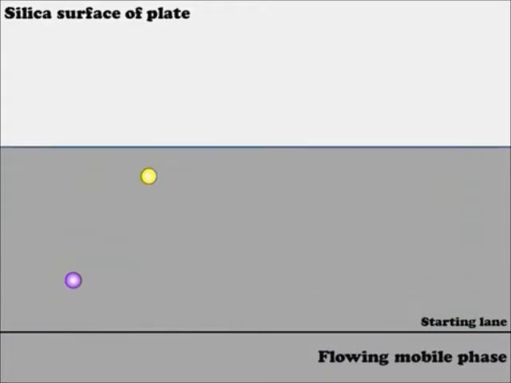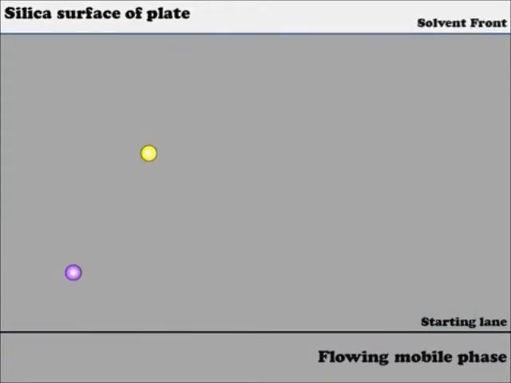Here comes the mobile phase. And as you can see, again, our yellow compound, by virtue of its lower polarity, moves a greater proportion of the distance traveled by the solvent or by the mobile phase. We can qualitatively at this point say that our yellow compound moves farther than our purple compound in this system, but we prefer to have a quantitative method of describing this behavior.